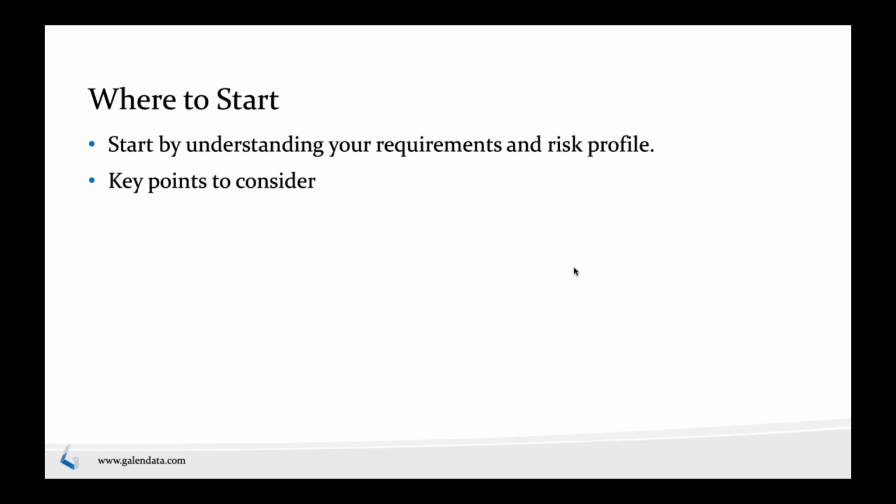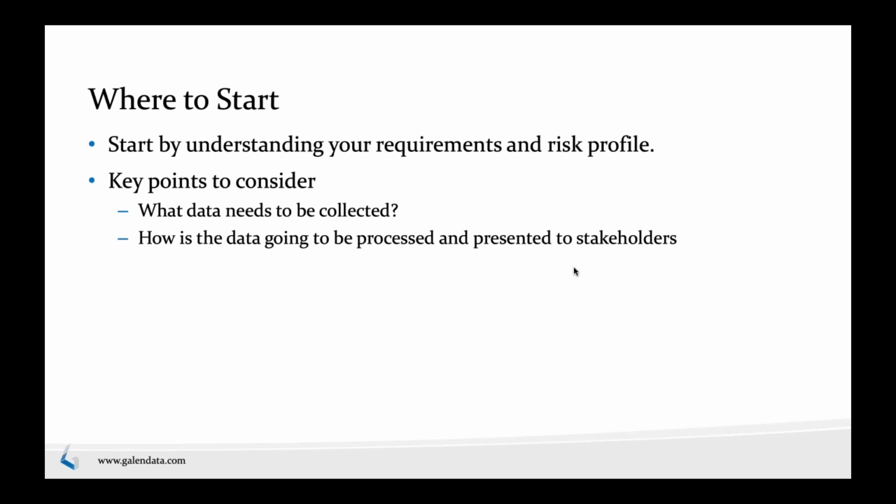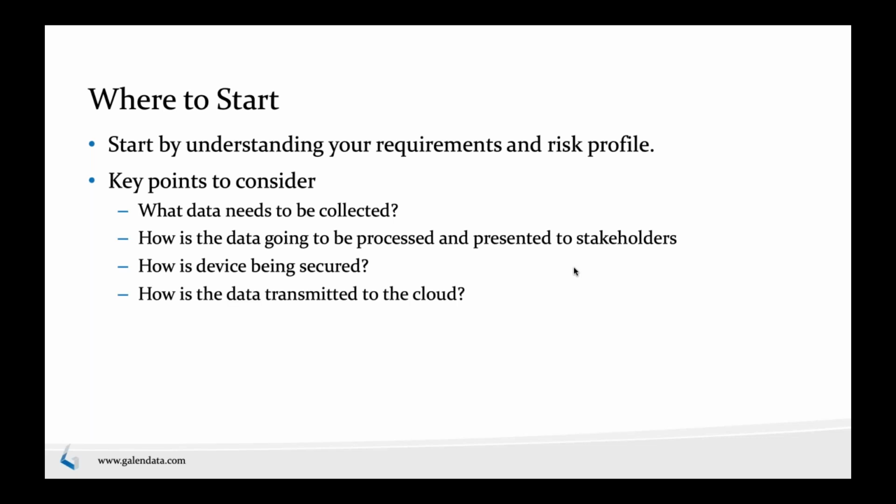So different risk profiles on your device or use cases may require different controls that you need to put into the systems. Some of the key points to consider: what data needs to be collected? That's important. How is that data going to be processed? And then how is it going to be presented to stakeholders? Because there's risk in misunderstanding data. There's also risk in people not using it because it's too complicated. And then how is the device being secured, in terms of how do I not allow other people to control the device? But also the data itself, how do I keep the data secure on the device? And then if I'm transmitting, how do I transmit that data in a secure manner to a centralized cloud system? And then how is the cloud itself being secured? What are the controls there?